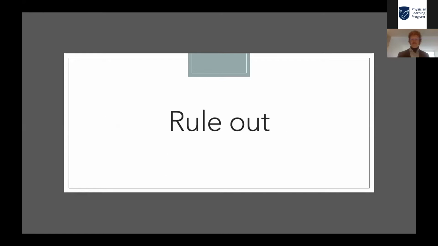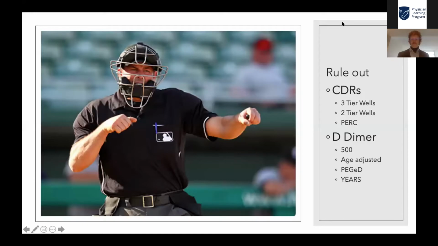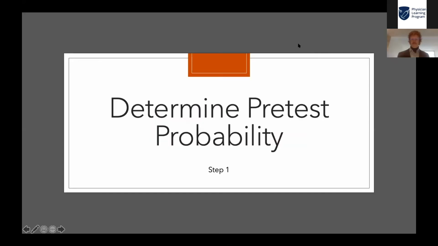So ruling out PE, we've got a variety of different clinical decision rules, as well as a variety of different D-dimer strategies more recently. Cancer patients were always included in these studies and these clinical decision rules, and they generally make up about 15% of the patient population, but it's not very often that they're actually studied specifically. And I was able to find a couple of examples.